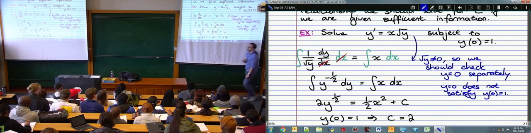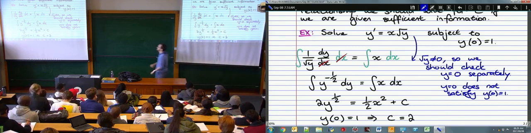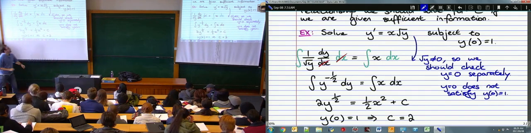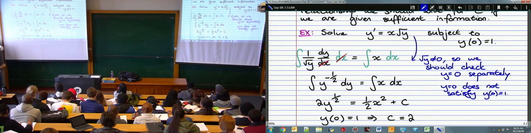Okay, so what were we doing? Oh yeah, we divided through here by the square root of y. And having divided through by the square root of y, we then integrate on both sides with respect to x.